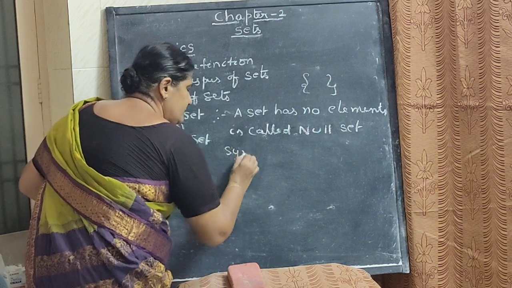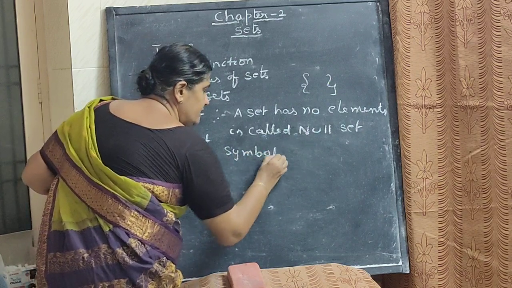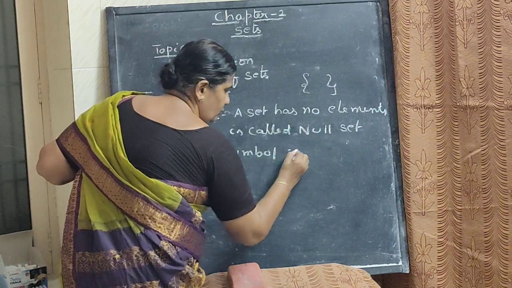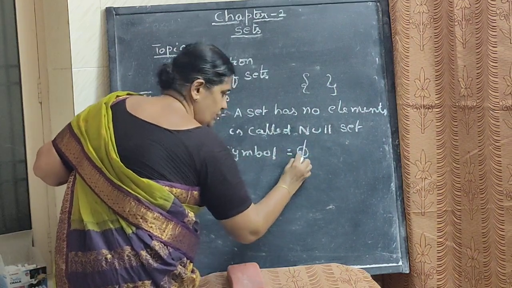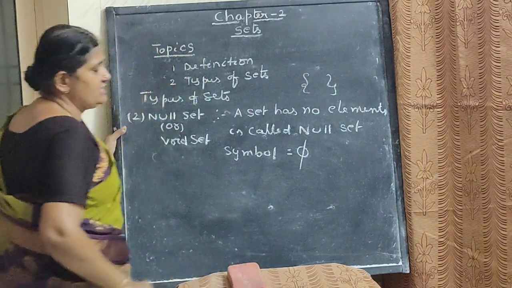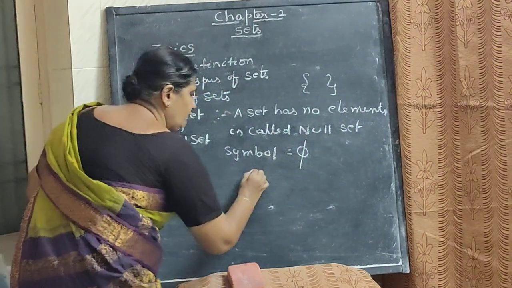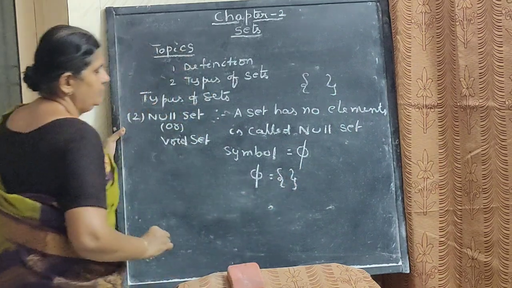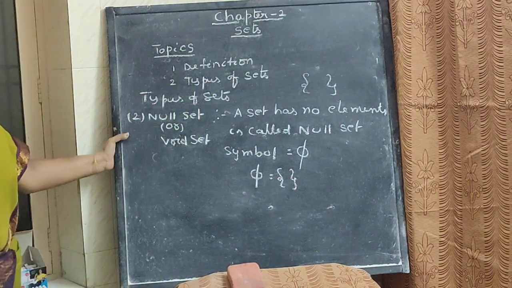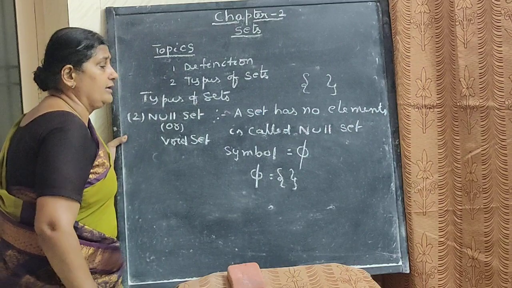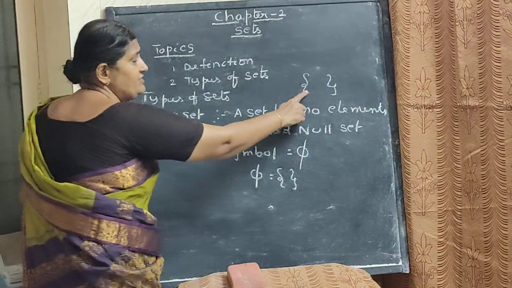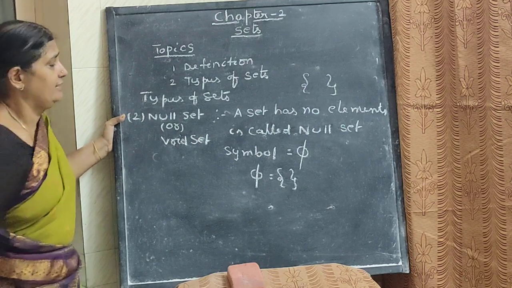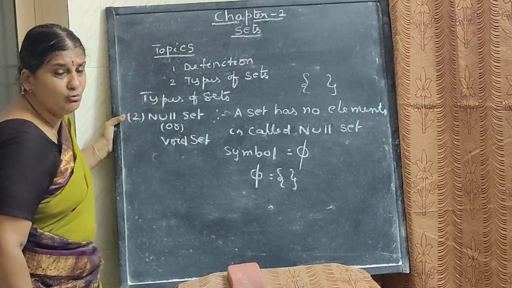There is a separate symbol. It is not denoted by A or B or C. The symbol is 0 with a cross line, read as phi. So phi is equal to the null set. Already I told, the number of elements in a set is called the cardinal number. What type of set is this called? Null set or empty set or void set. A set that has no elements is called a null set.